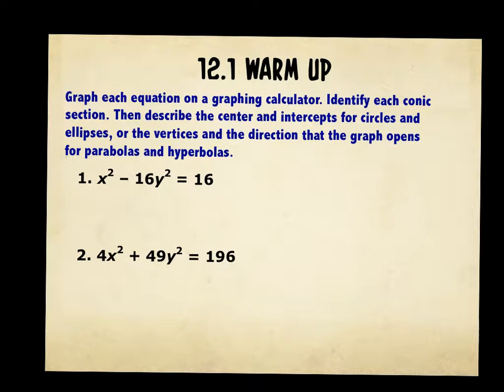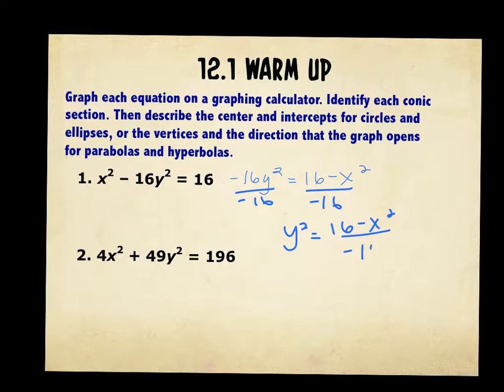I'm gonna move the x over to the other side. So I would get negative 16y squared equals 16 minus x squared. Good, divide by negative 16. Y squared equals 16 minus x squared over negative 16.